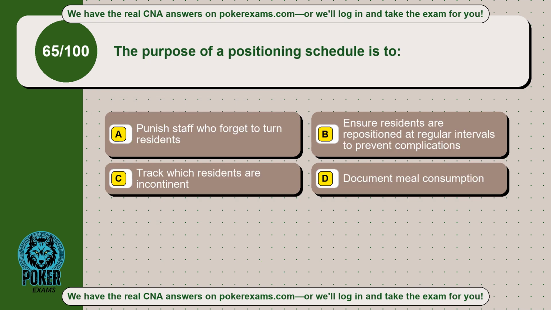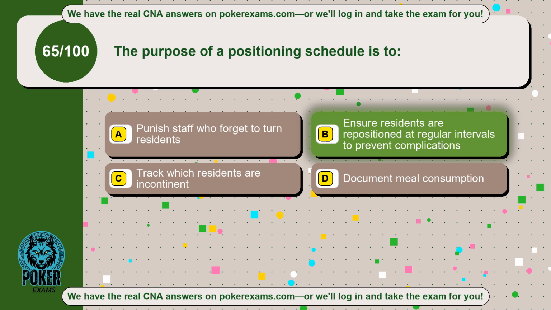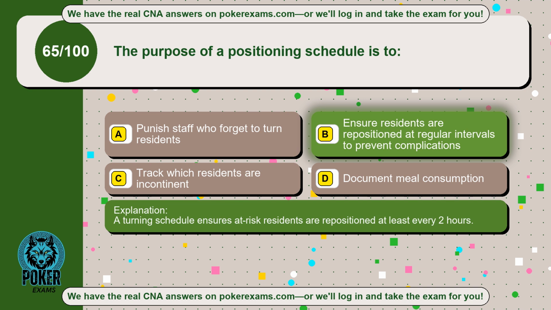Question 65. The purpose of a positioning schedule is to: Option A, punish staff who forget to turn residents. Option B, ensure residents are repositioned at regular intervals to prevent complications. Option C, track which residents are incontinent. Option D, document meal consumption. The correct answer is option B. Ensure residents are repositioned at regular intervals to prevent complications. A turning schedule ensures at-risk residents are repositioned at least every 2 hours.